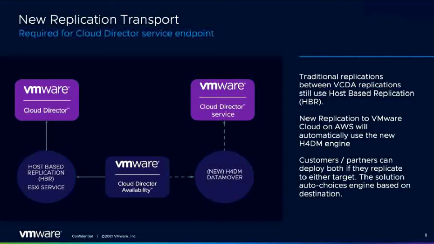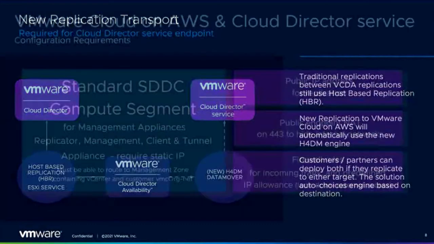In terms of architecture and components, there is no difference. All the appliances are the same. We have the manager, replicator, and tunnel. And for the tenants, again, there is no difference, and they don't even notice anything, because the Cloud Director Availability appliance automatically determines, based on the target, what data engine to use. So there is no overcomplicating of the process.